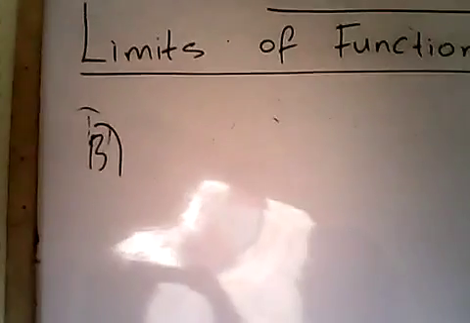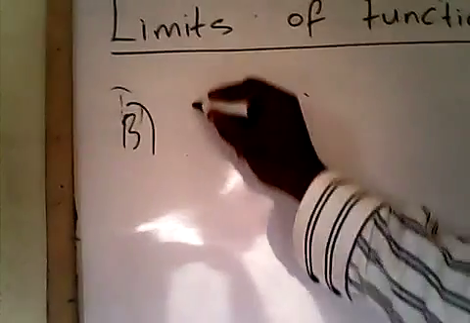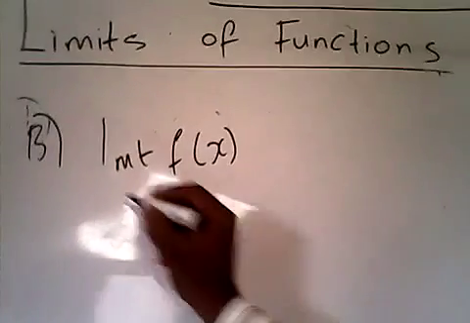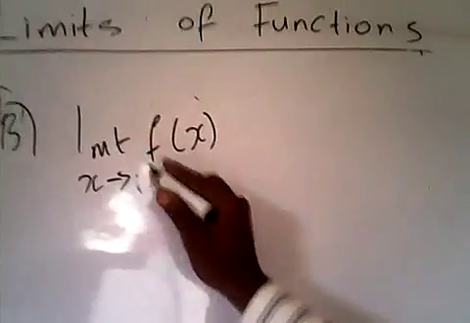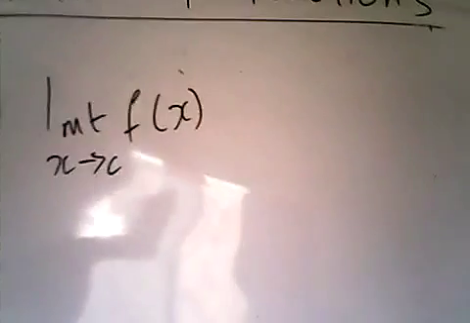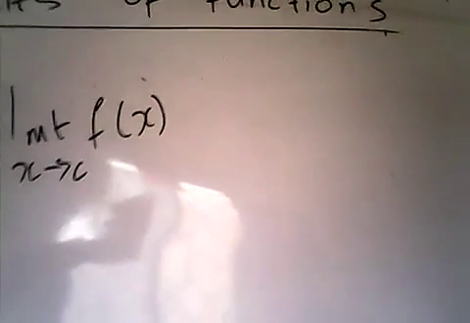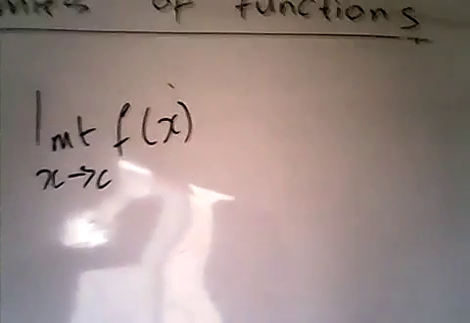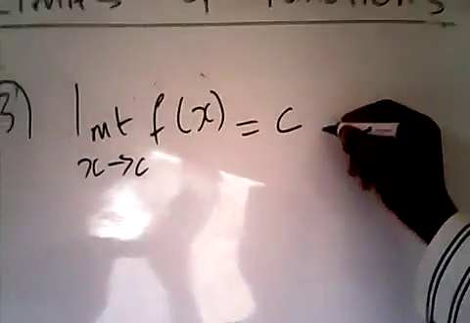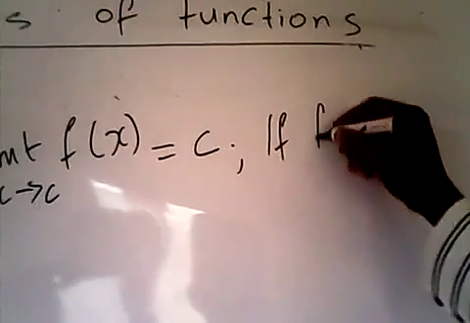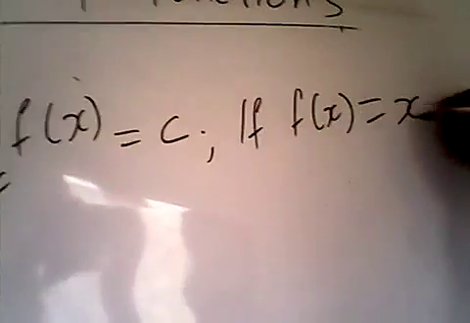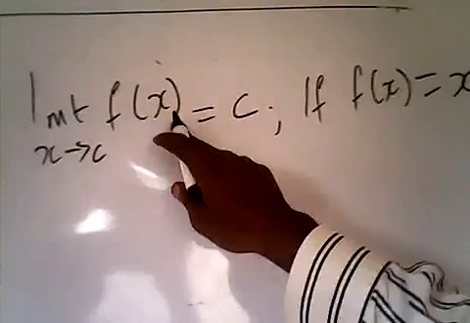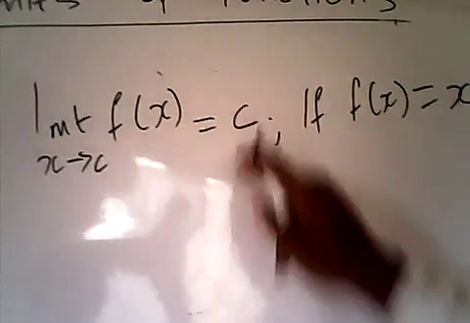Now we may have limit of function of x as x tends to c. Continue to use c. You can use a, you can use b, or any other variable, but let's use c. So limit of function of x as x tends to c will be equal to c, provided that function of x is equal to x. So if the function of x is equal to x, the limit of function of x as x tends to c will be equal to c.